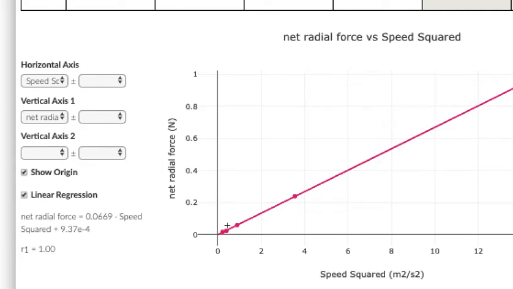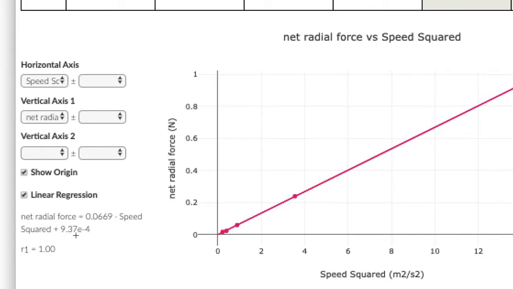So we have a constant positive slope, a y-intercept that's 0, which would suggest that radial net force and speed squared are directly proportional. And by hitting that linear regression, we got our y equals mx, y equals the slope times x with the y-intercept being very close to 0, so our y is radial net force, the slope of 0.0669, and the units would be newtons per meter squared per second squared times the speed squared.